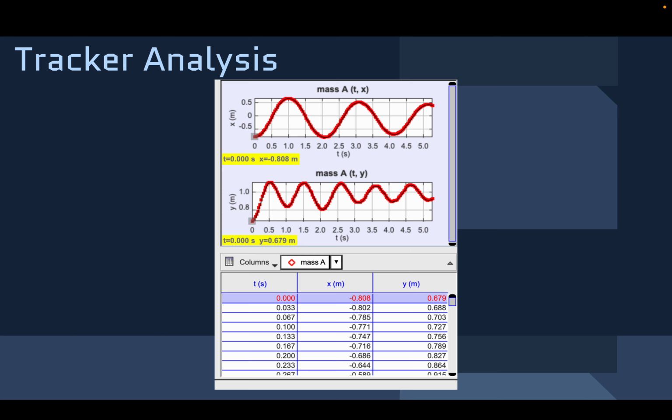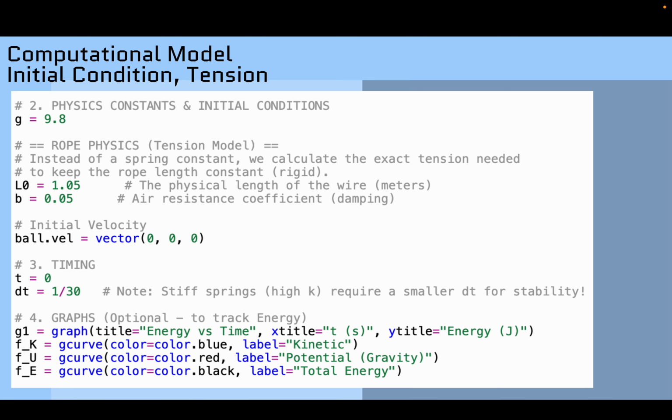If I do the tracker analysis, we can see that in the x direction it has a longer period, though "period" is not quite the appropriate term because this is not a spring-mass motion, but the y direction has a shorter period in this case.